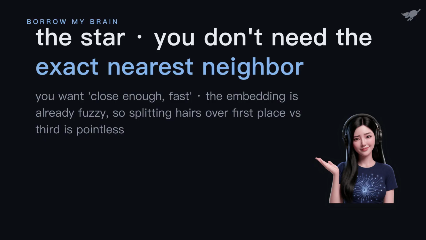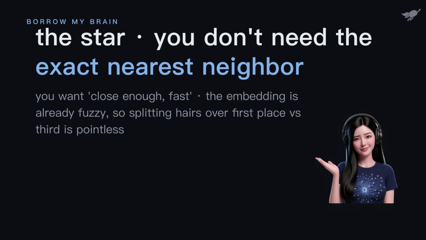And think about it. The embedding is a fuzzy thing to begin with. It squeezes meaning down into a few hundred numbers and has already thrown information away. Splitting hairs over the first versus the third in a space that approximate is meaningless. The most common trick is called IVF, inverted file. First, you group all the vectors into piles, clusters. At query time, you only look at the few clusters nearest the query, and you don't even glance at the rest. How many clusters you look at is a knob you can turn.